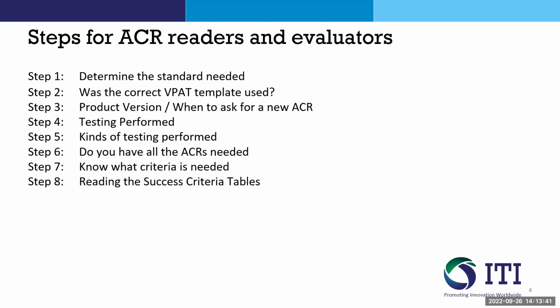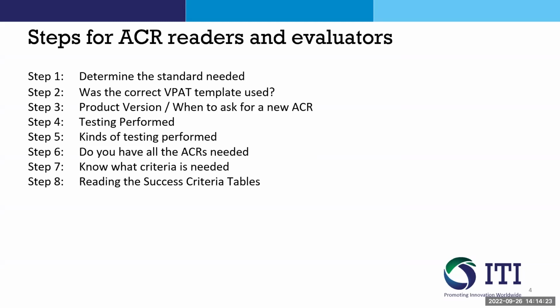Your step 4 is always going to be to look at what testing was performed. A lot of companies incorrectly assume that if they run an automated tool, for example, that that's enough, and it may not be enough. And so please look at what testing was performed, and we'll talk about that. Step 5 is also related to testing, but it talks about the different type of testing, and we try to define a few different ways that accessibility testing is conducted, and what's acceptable, what's not acceptable, and when, again, you should reject the report.